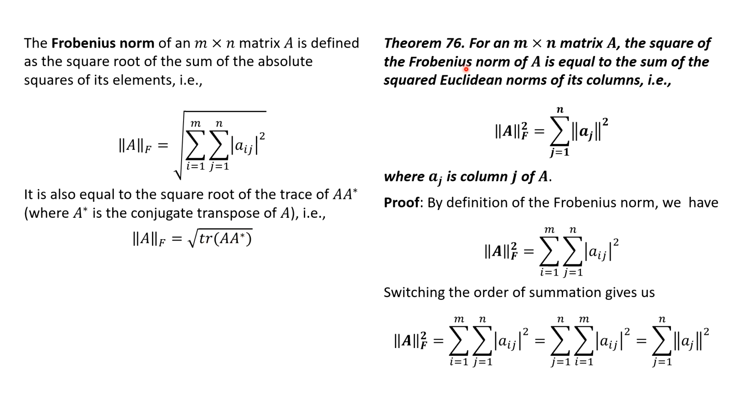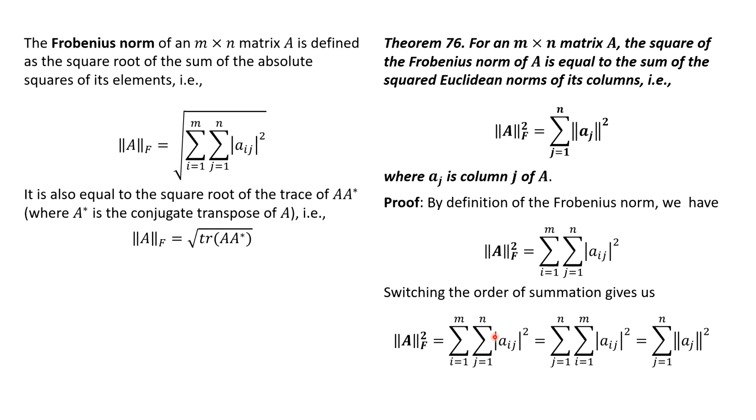Then we have a theorem. For an m by n matrix A, the square of the Frobenius norm of A is equal to the sum of the squared Euclidean norms of its columns. In other words, this here, where A sub j is column j of A. And we have a proof of that. By definition of the Frobenius norm, we have this. It was just a matter of squaring this, and so you lose the square root.